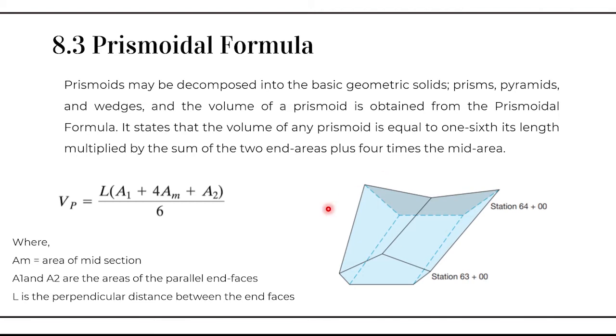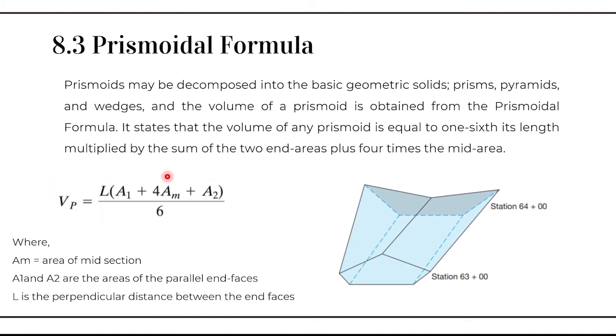However, the differences in volumes computed by the average end area method and the Prismoidal formula are usually so small as to be negligible. Where extreme accuracy is needed, such as in expensive rock cuts, the Prismoidal method can be used.